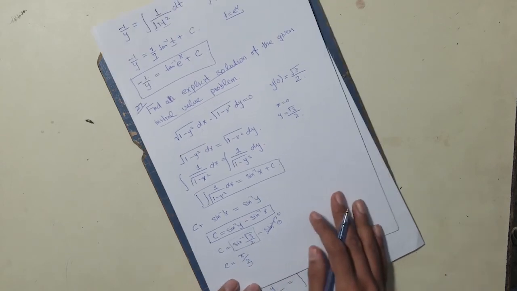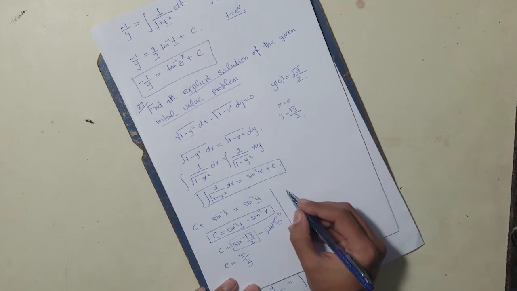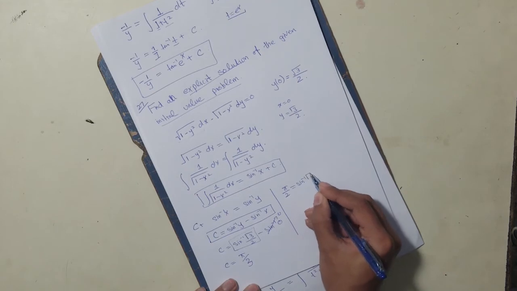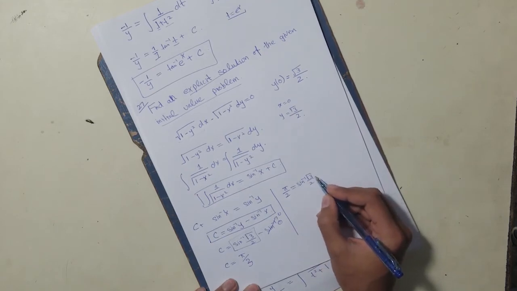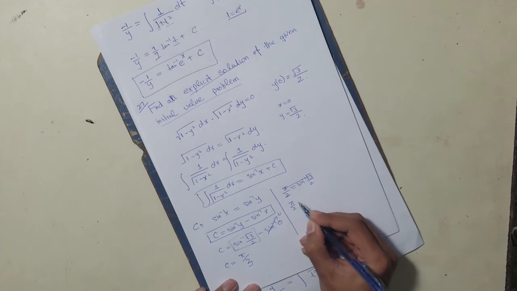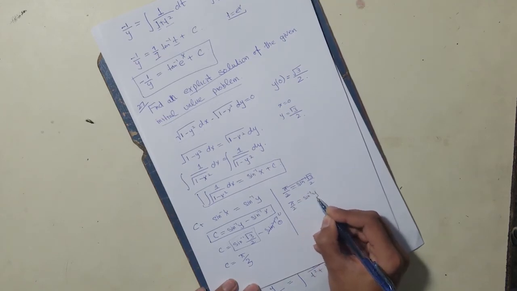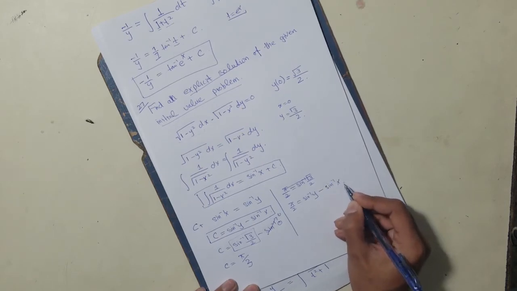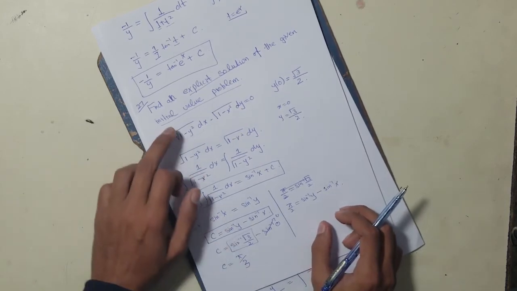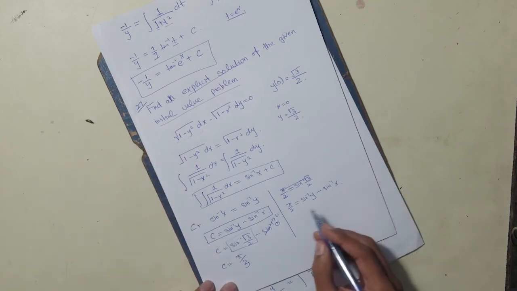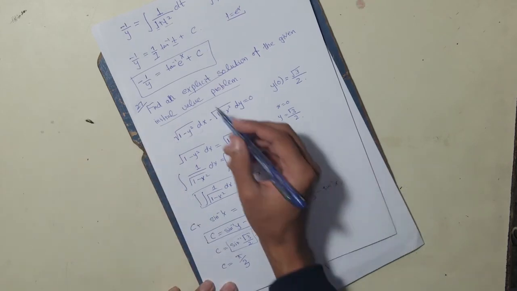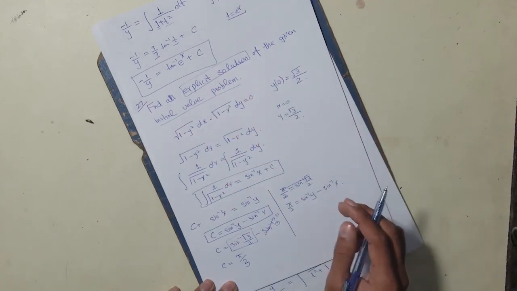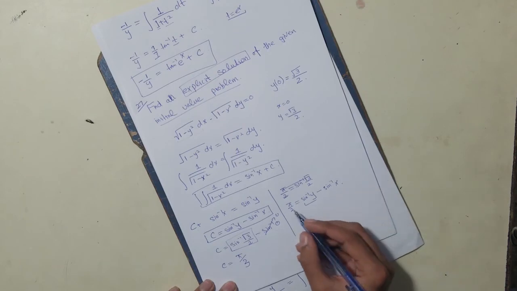So our solution of the initial value problem is pi by 3 equals sin inverse y minus sin inverse x. So this is the answer of the initial value problem, but this is also not the final answer. We have to find the explicit solution. Explicit solution means we find the value of y.